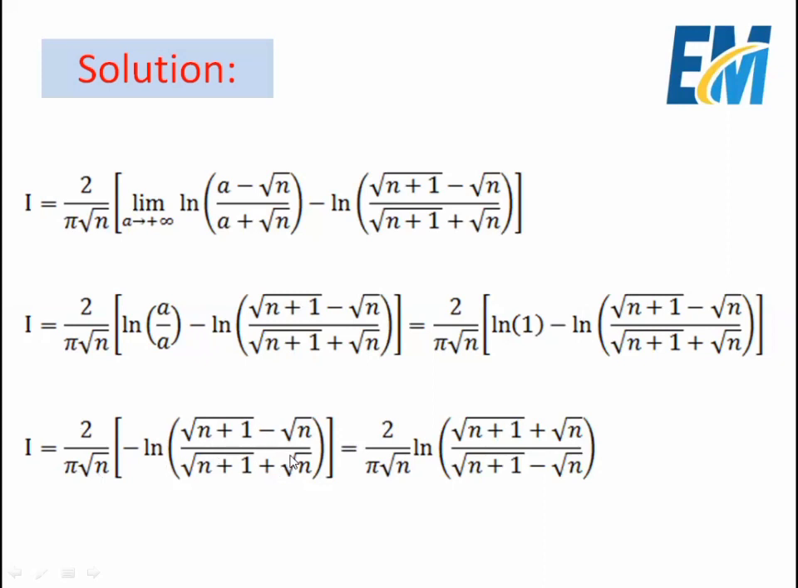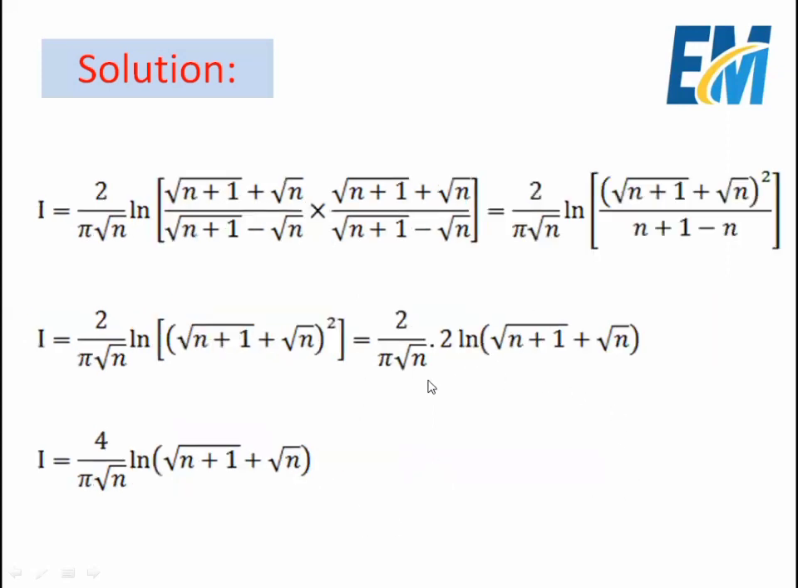We can exchange the numerator and denominator and cancel out negative sign, because minus ln of a over b is equal to ln of b over a. So I becomes 2 over pi square root of n ln of square root of n plus 1 plus square root of n all over square root of n plus 1 minus square root of n. We can stop here, but we can also continue and make this form easier.